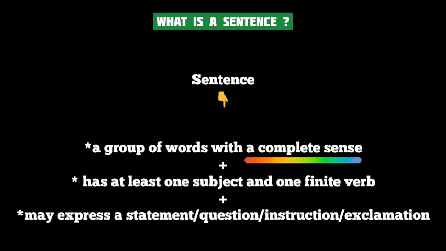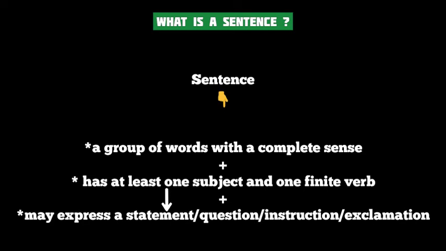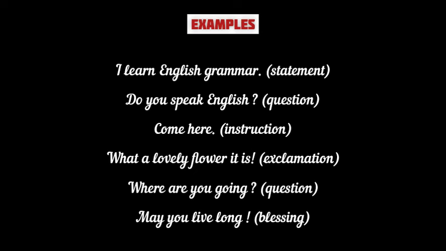Just like a clause, a sentence also must have one subject and at least one finite verb. The difference being, a clause is a part of a sentence with its own subject-verb pair. A sentence may express either a statement or a question or an instruction or an exclamation. In short, there are different types of sentences in English grammar. Now see some examples of sentences of different types on your screen.